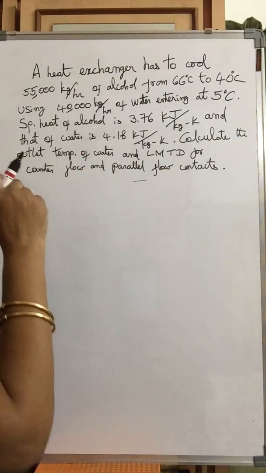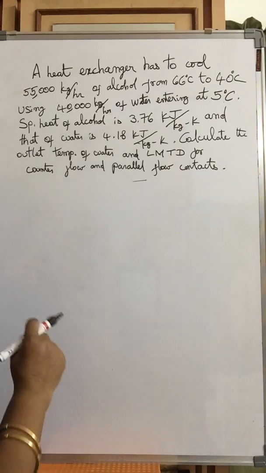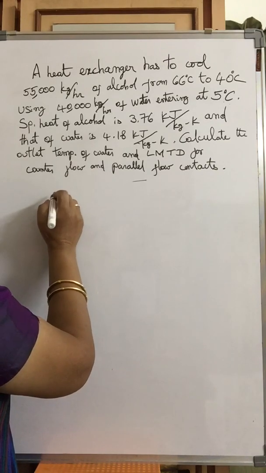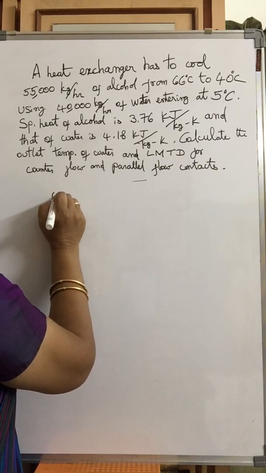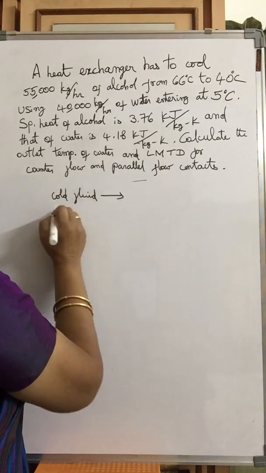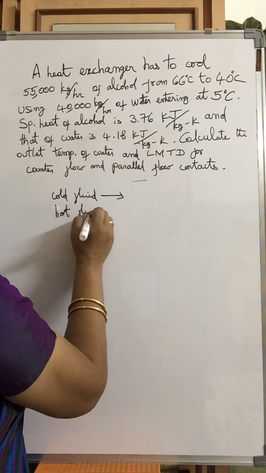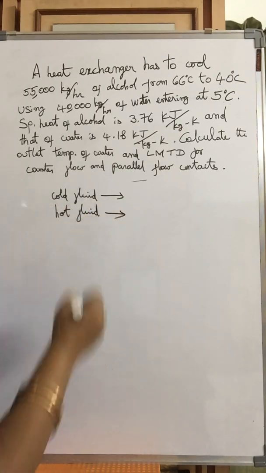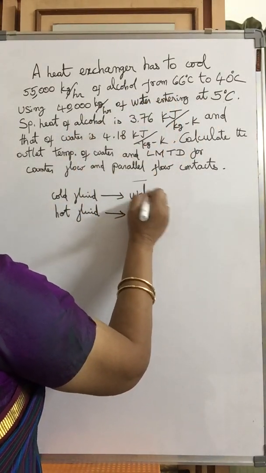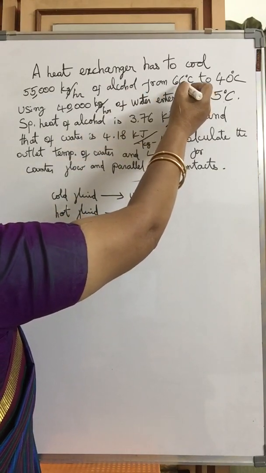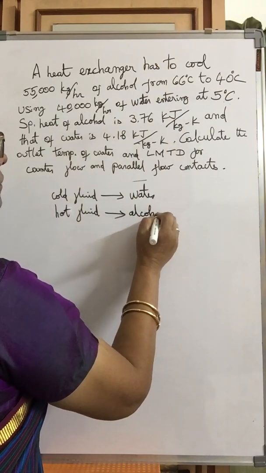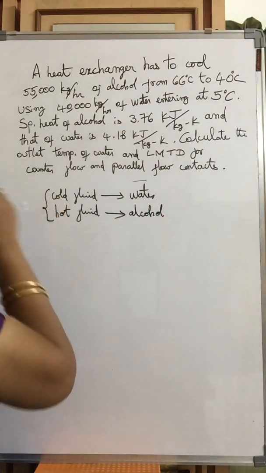Now, when we start the solution, the very first thing you need to write, for easy working out, is to first identify which one is the cold fluid and which one is the hot fluid. First you write this one. Which one is the cold fluid? Cold fluid is water, and hot fluid, because the temperature is reducing from 66 to 40, is alcohol. So first write like this.